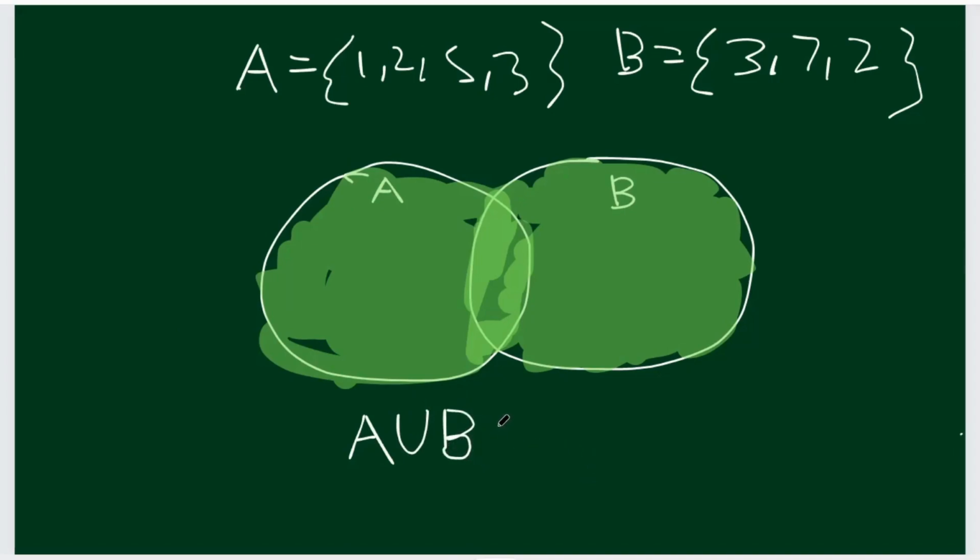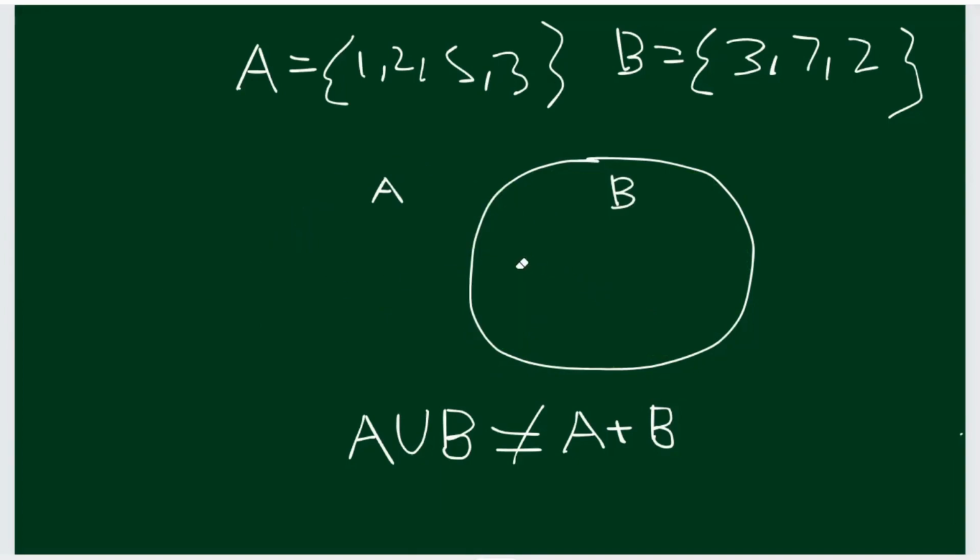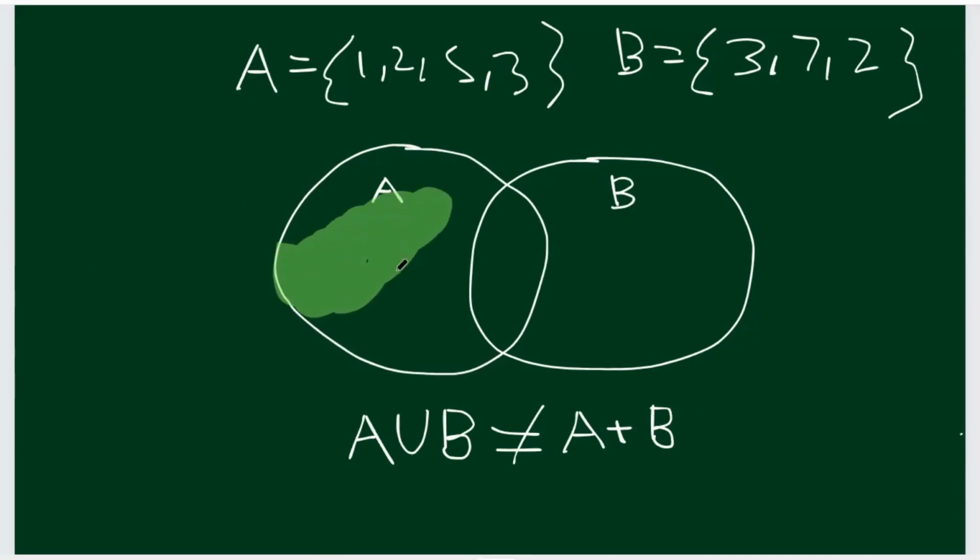And please note that in this case, this is not equal to A plus B. Because what happens if you actually do write A plus B? Well, notice that if you do A plus B, then you're adding this entire area, right? You're adding this entire area. So that's A.